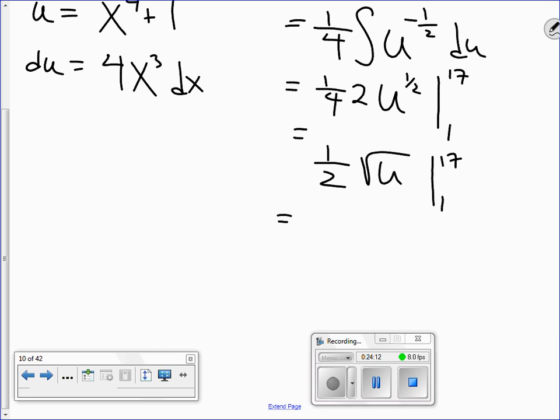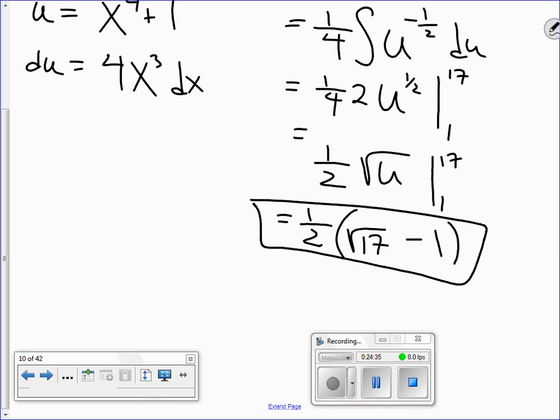Now you can just leave the half out, or you could have it in each term. I think I'll leave it out. So 1/2, we plug in the upper limit. We have rad 17. We plug in the lower limit. Rad 1, or just 1. That's our answer.